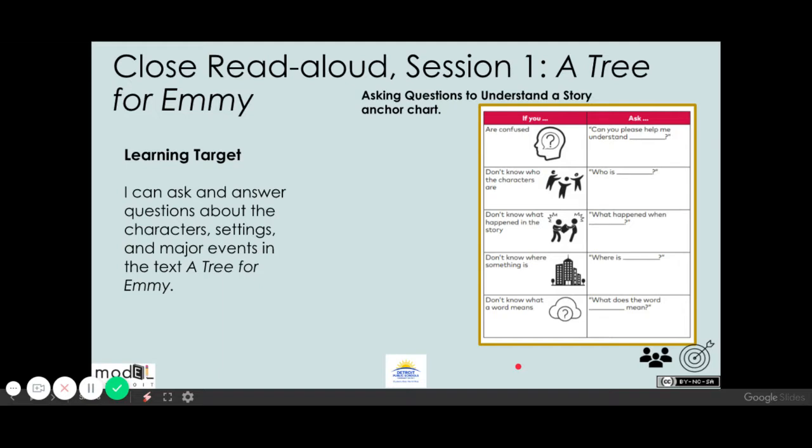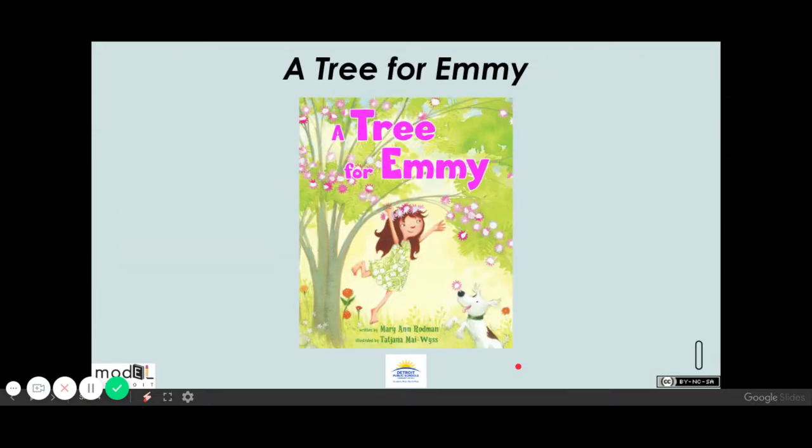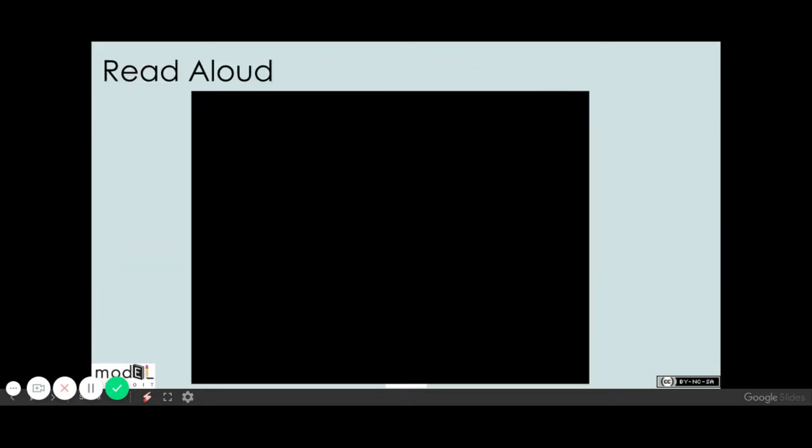We are going to be asking and answering questions about the characters, setting, and major events in A Tree for Emmy. Listen as you do our read aloud.